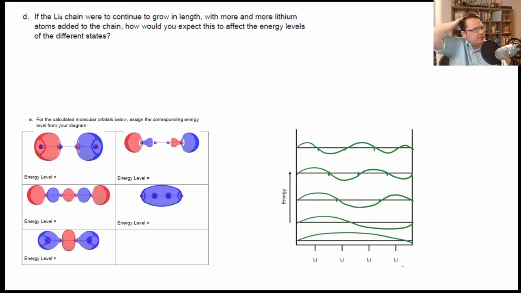And then part D is more of a question to think about things. It says, if the lithium chain were to continue to grow in length with more and more lithium atoms added to the chain, how would you expect this to affect the energy levels of the different states? What you would expect is that you're expanding the length further and further, and so the energies of the individual levels should become smaller. And if they become smaller, then the differences between them should become smaller as well. And so they should start to converge together.